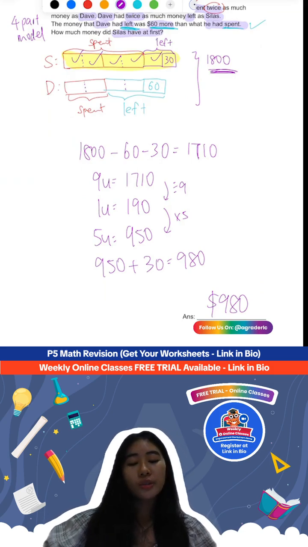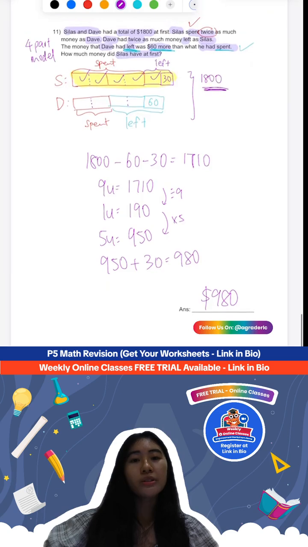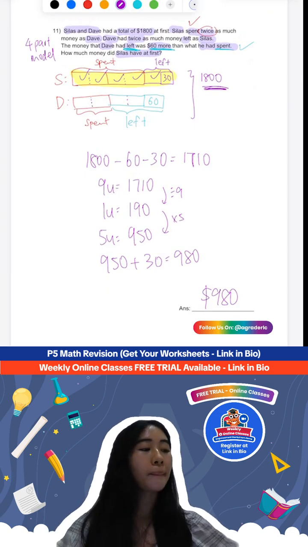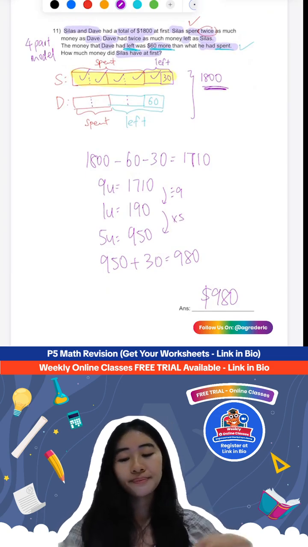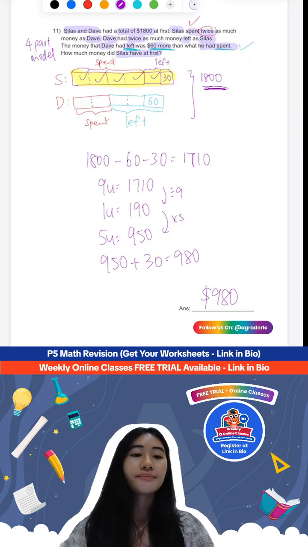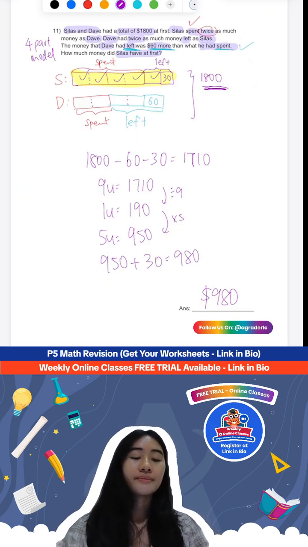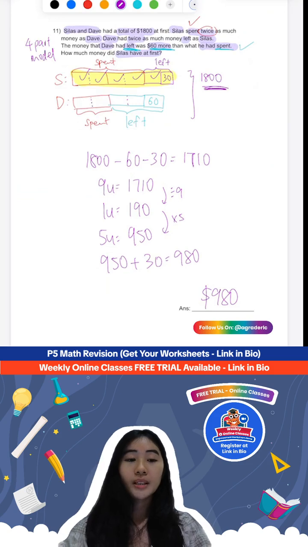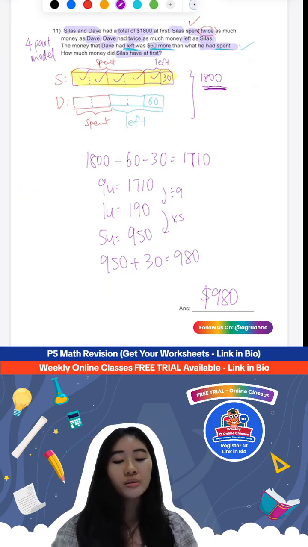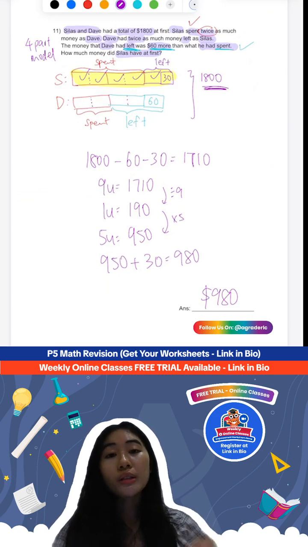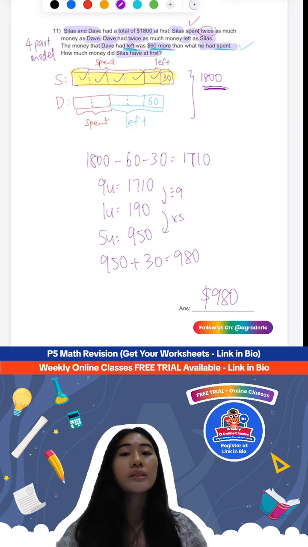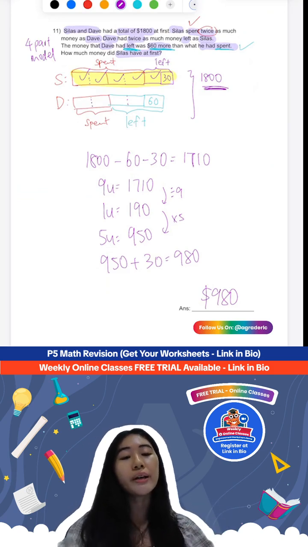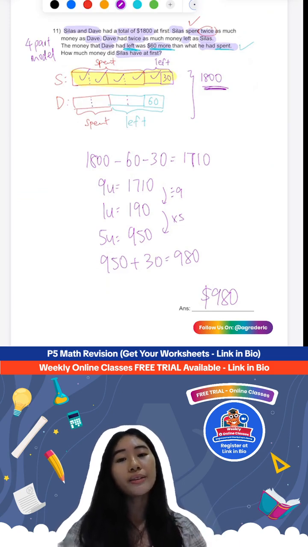Okay, so I'm just gonna zoom out a little bit and then leave this here for whoever needs to copy. Silas has 5 units. If you take a look at Silas' model, it has 5 units. He has 5 units plus an additional 30 behind. So you find 5 units, then you add the extra 30.